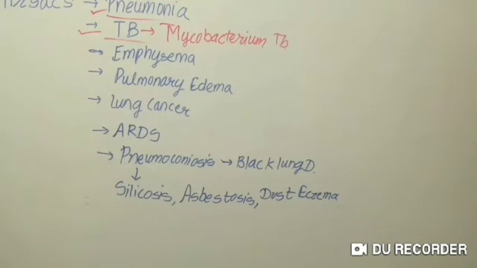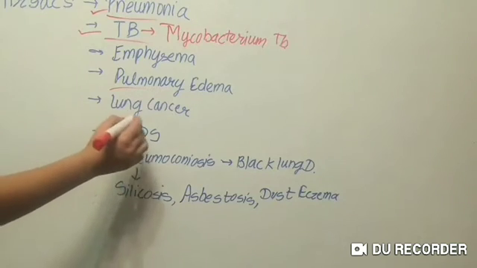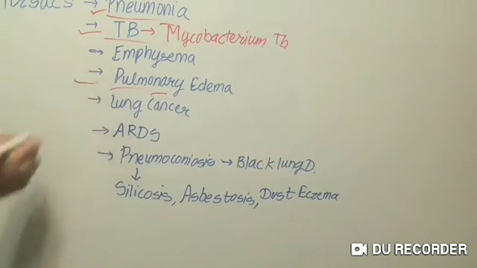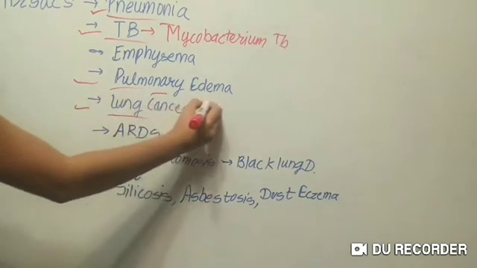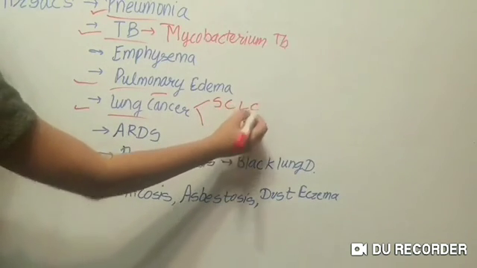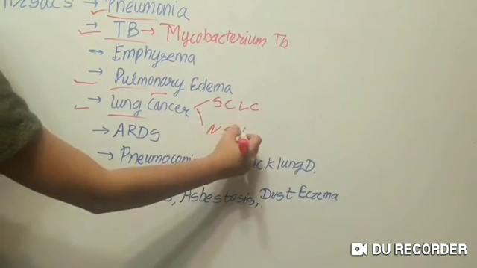Next disease is pulmonary edema. What is pulmonary edema? It is a condition caused by excess fluid in the lungs. This fluid collects in the numerous air sacs in the lungs, making it difficult to breathe. Next one is lung cancer, also known as lung carcinoma. It is a malignant tumor characterized by uncontrolled cell growth in the tissues of the lung. Most cancers that start in the lung are known as primary lung cancers or carcinomas. The two main types of carcinomas are small cell lung carcinoma and non-small cell lung carcinoma.